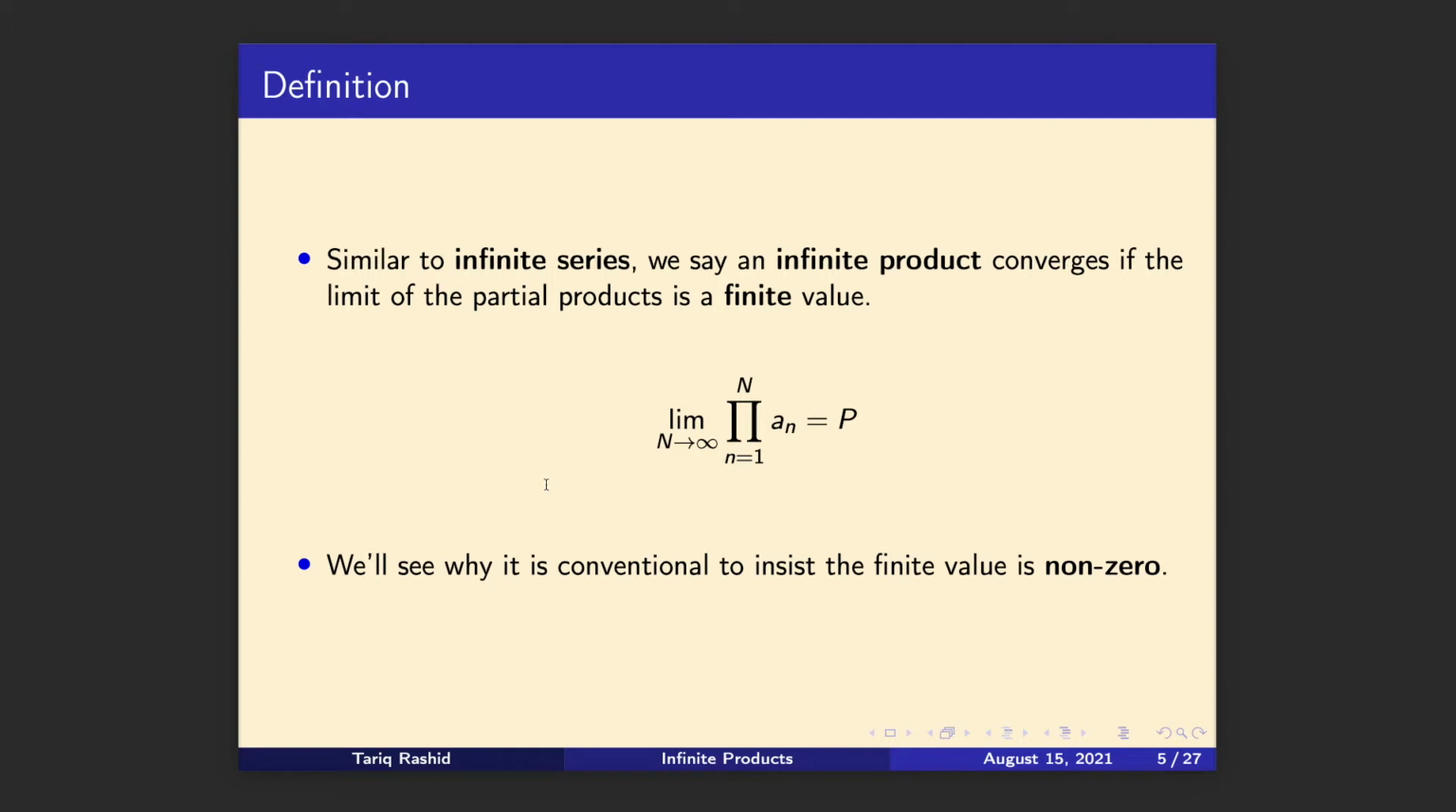And we'll also add something to the definition, which we'll come back to later to see why it's the case. We'll say an infinite product converges if the limit of the partial products is a finite value and is non-zero. Now this is the surprising bit, because that doesn't happen with infinite sums. But with infinite products, we're going to say it has to be non-zero, and if it is 0, then we have to say that it doesn't converge. That's the convention, and we'll see why that's become the convention.